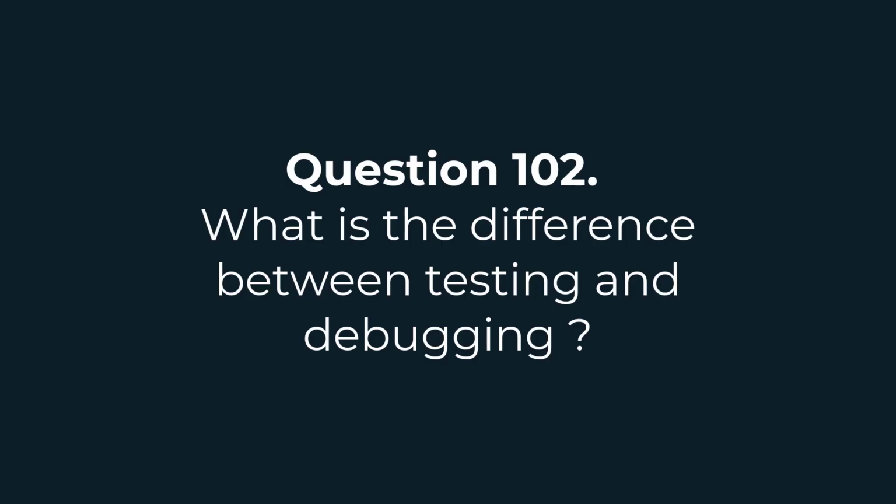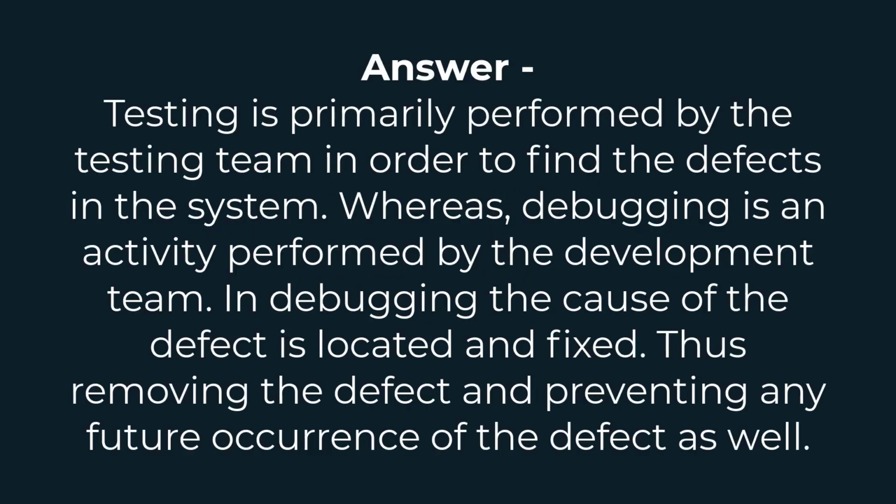Question 102. What is the difference between testing and debugging? Answer. Testing is primarily performed by the testing team in order to find the defects in the system, whereas debugging is an activity performed by the development team. In debugging, the cause of the defect is located and fixed, thus removing the defect and preventing any future occurrence of the defect as well.